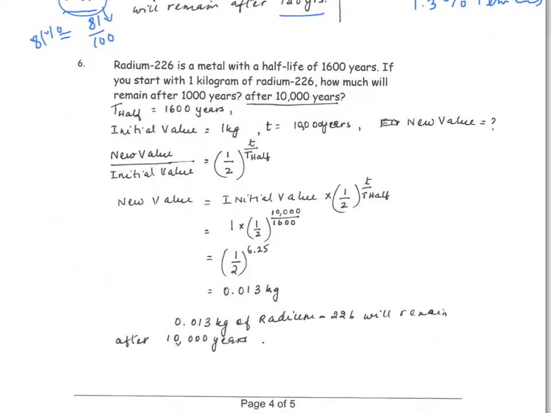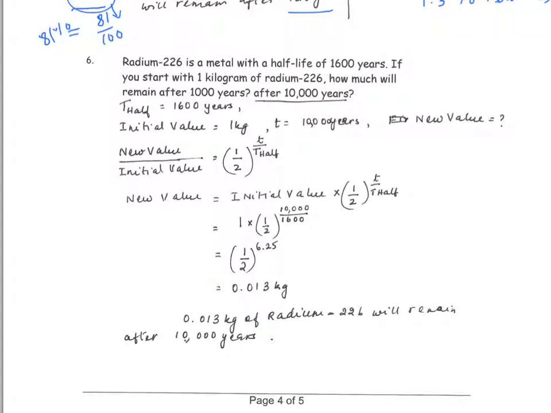Now, another problem, very similar to the one that we just did. Radium is another radioactive substance which decays. It becomes half of itself in 1,600 years. You start off with 1 kilogram of the substance. How much will remain after 10,000 years? So let's just do this for 10,000 years because it's the same formula.